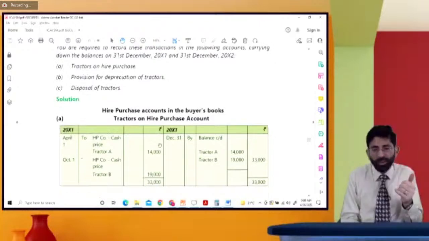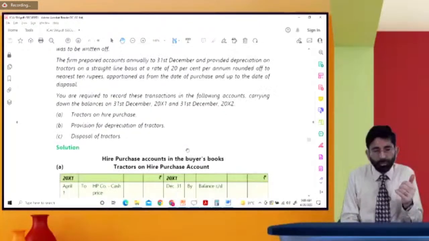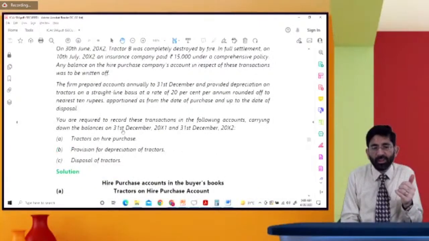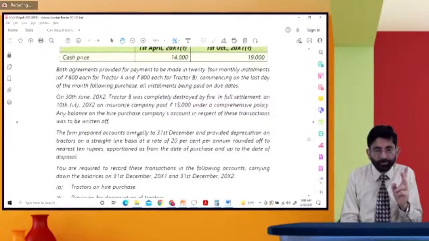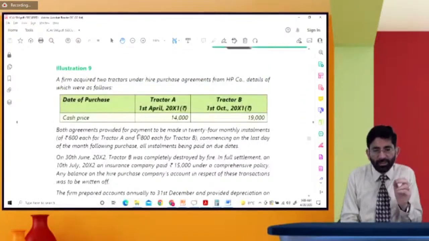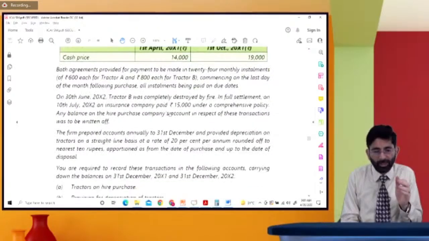First of all, we have to prepare accounts for the year 31st of December 2011. You are required to record these transactions in the following accounts, carrying down the balances on 31st of December 2011 and 31st of December 2012. Means accounts will be prepared for only 2 years. Whereas the assets are acquired on which date? They are acquired on 1st of April 2011 and 1st of October 2011.